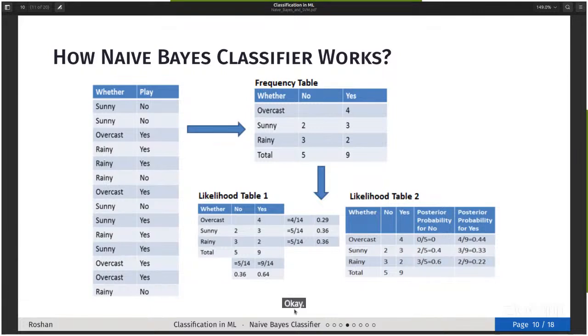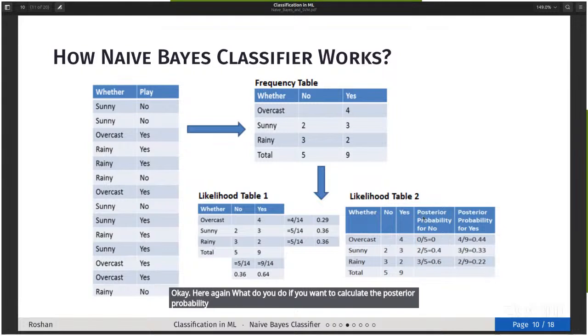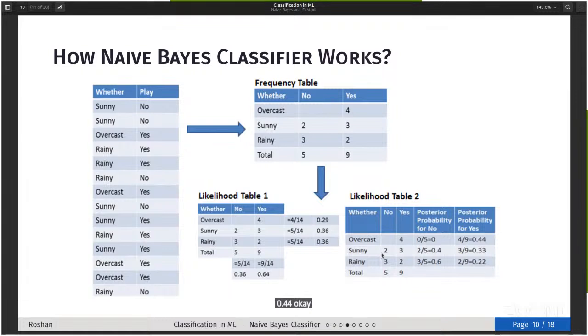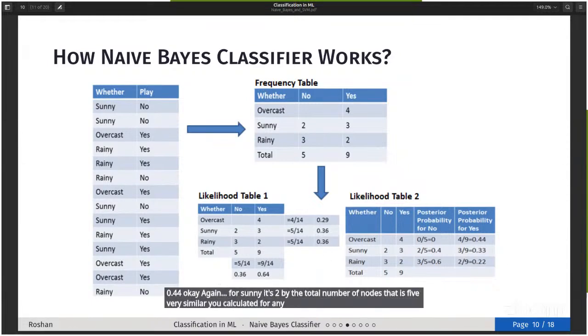Here again, what do you do if you want to calculate the posterior probability? If you are calculating it for no, so if it's overcast and no, the probability is zero. For overcast and yes, it's 4 by the total number of yes you have, it's 0.44. Again, for sunny, it's 2 by the total number of no's, that is 5. Very similar, you calculate for rainy and everything. So you got all the probabilities with you.